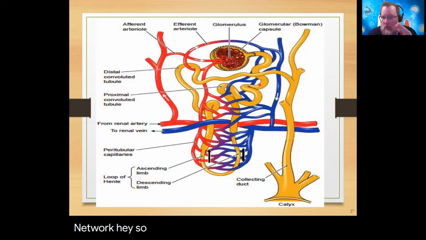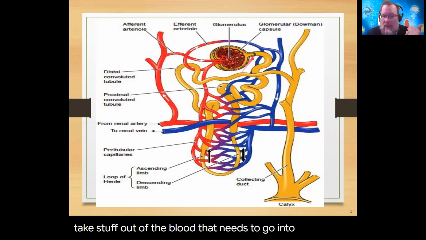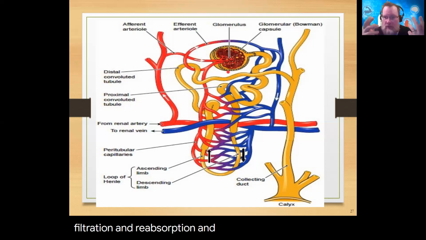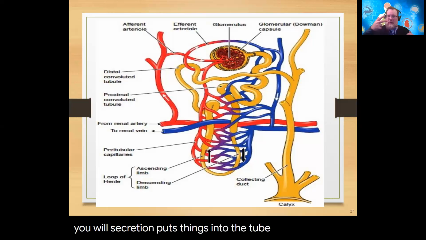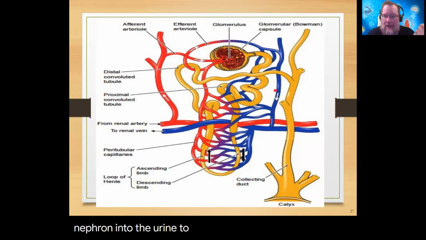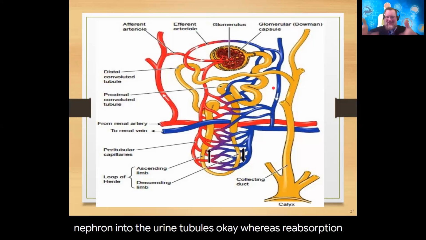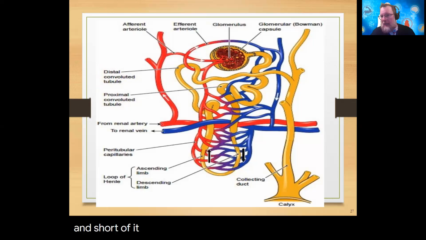Okay. So at this point, I could either pull some stuff out of the urine that needs to go back into the blood, or I can take stuff out of the blood that needs to go into the urine that didn't get filtered up here. Okay. So filtration, reabsorption, and secretion. Filtration puts things into the tubule. Secretion puts things into the tubule. So filtration and secretion take things from blood and put them into the nephron, into the urine tubules. Whereas reabsorption takes things out of the urine tubular system and puts it back into the cardiovascular or blood system. That's the long and short of it, really.